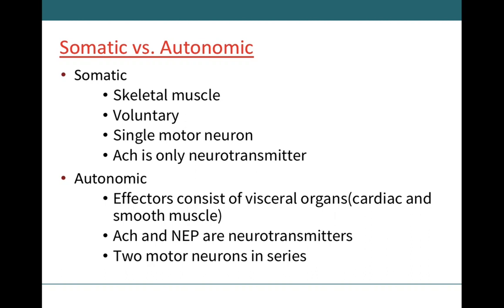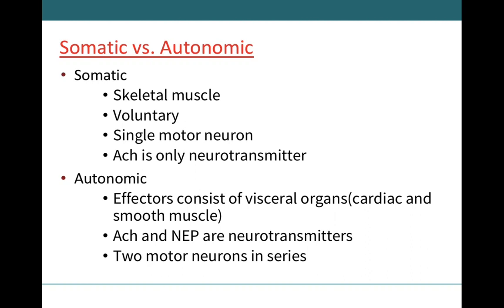Now, the arrangement of our motor neurons in the autonomic nervous system is a little bit different. We have two motor neurons that can be found in series, which just means that one motor neuron is going to be found housed within the central nervous system and projecting its axon out into the peripheral nervous system, and then our second motor neuron will be synapsing with that first motor neuron somewhere in the peripheral nervous system, and then that second motor neuron will project its axon out to the effector. And that's what I mean when I say that we have two motor neurons in series. It means that one comes after another.